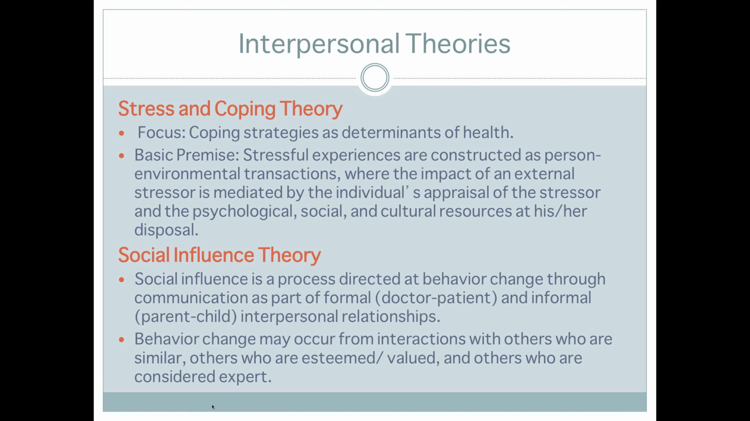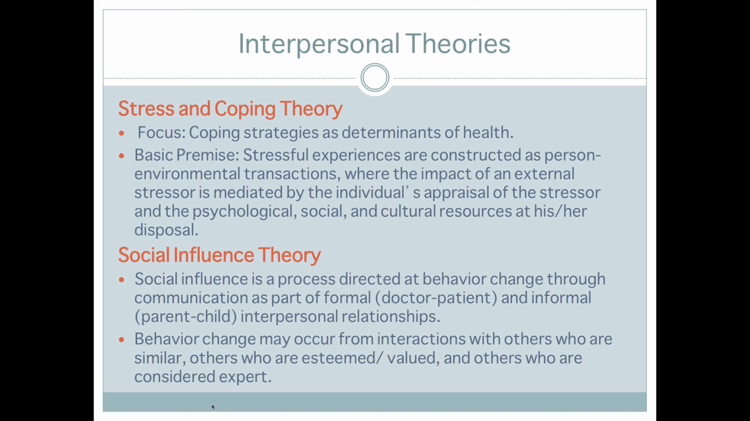communication, and the communication can be either through a formal relationship or an informal relationship. An example of a formal relationship where social influence can happen is doctor-patient or teacher-student. An informal relationship where social influence can happen is an interpersonal relationship. An example would be parent-child or friends, one friend to another.